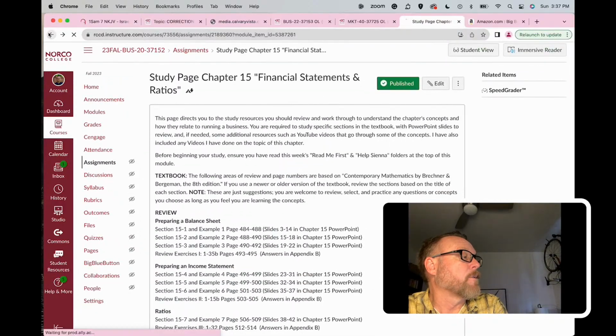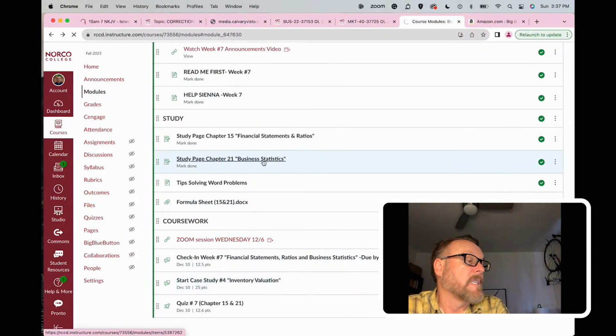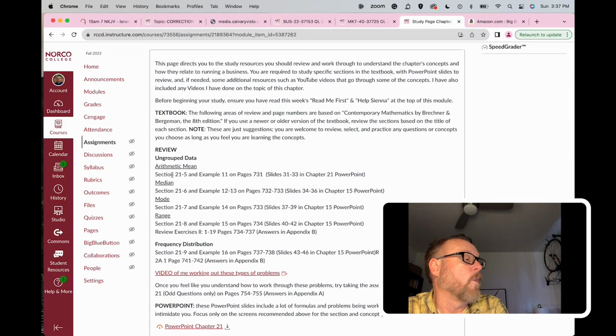So that's chapter 15, and then chapter 21, as I mentioned, is going to be on business statistics. And so you're going to be looking at only sections 21.5, 21.6, 21.7, 21.8, and then you're going to do a brief frequency distribution in 21.9. These are all fairly simple, and so you'll be able to figure them out. And I also, again, have a video right here of me working them out, so please reference those videos. And not only that, but I will be doing a Zoom session on Wednesday at 10:30 this week.